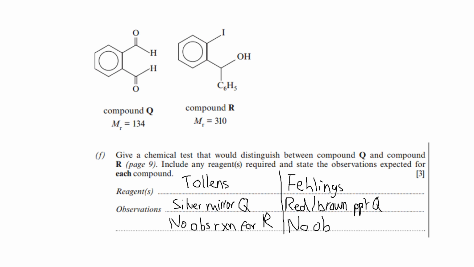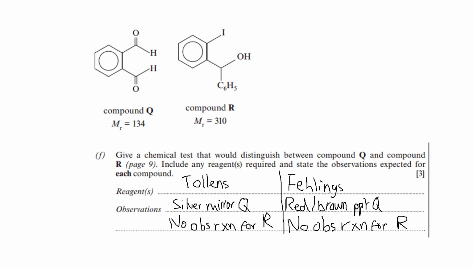It's really important that we write this out, because there's 3 marks available for this, and 1 mark would be for the reagent, and then 1 mark would be for the observation for each compound, so showing you're getting them the right way around. So if you just wrote Tollens, silver mirror, you'd probably only get 1 mark, because you've got to say it's Tollens, silver mirror for Q, and then no observable reaction for R.